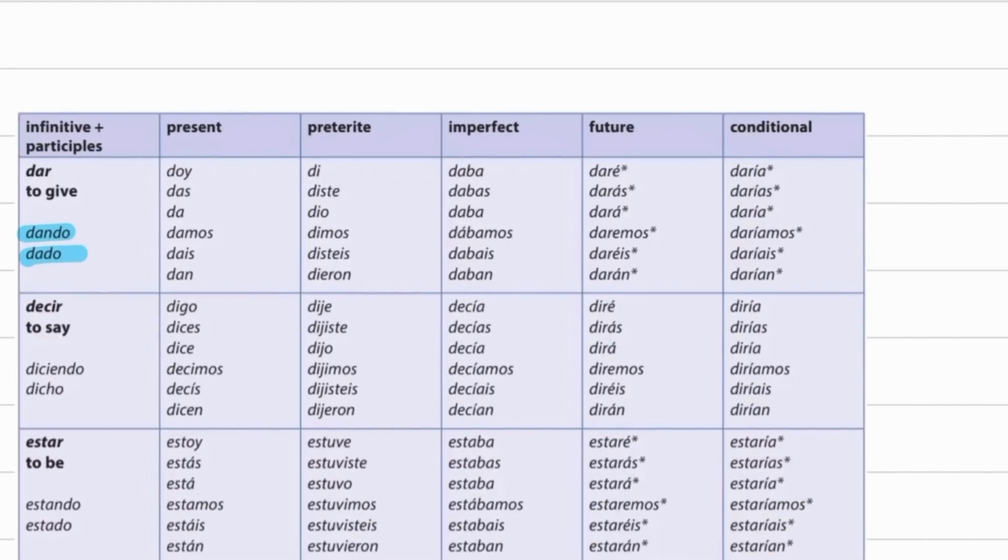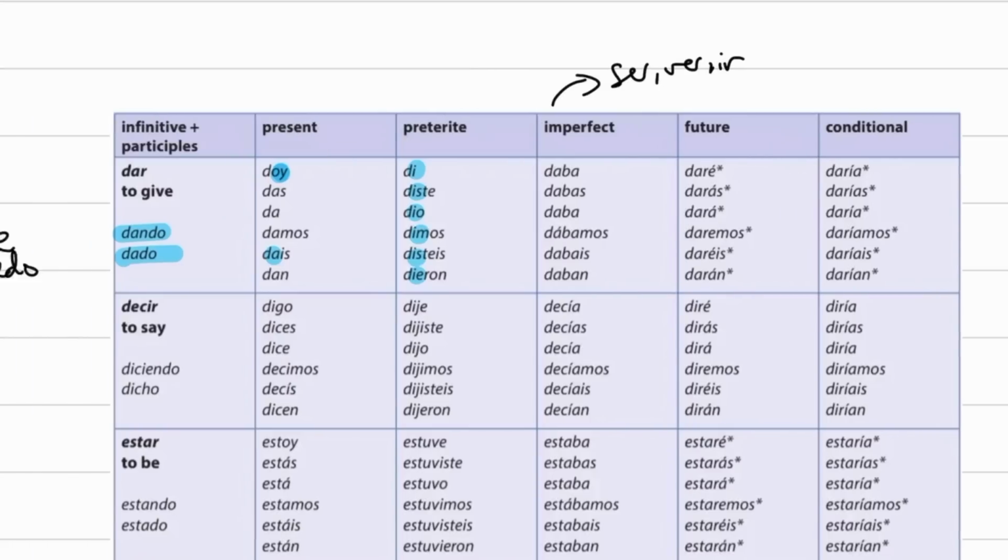Okay, and then looking at the verbs themselves, there's only a few irregularities in the present tense. So doy and dice, that a there is irregular. The other ones are perfectly fine. Then throughout the preterite tense, we have the letter I. So diste, dio, dimos, distes, dieron all have the letter I in there, and the rest of them are perfectly regular. In the imperfect tense, there's only 3 irregulars in the entire language: ser, ver, and ir. So the majority of these are regular in the imperfect tense.